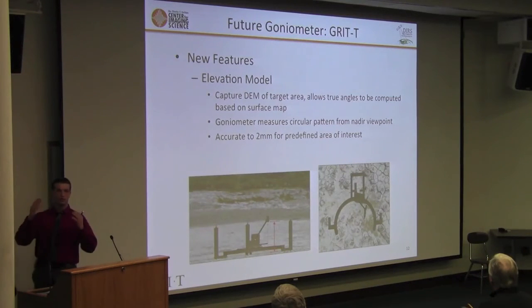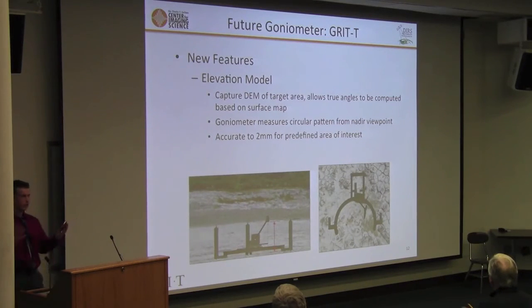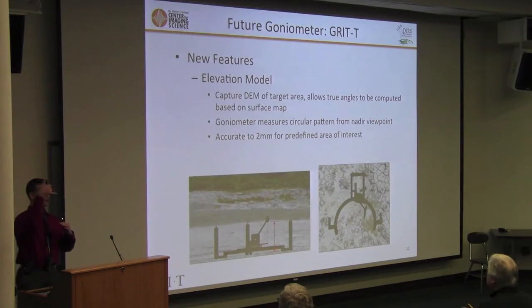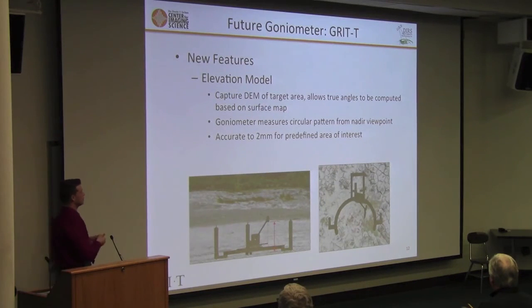If you think about it, when you're putting a goniometer over the top of a target, the goniometer is level. If the target is unlevel, you're actually not looking at that 45-degree look that you thought you were. You're looking maybe closer to 50 or 55. That's something that this digital elevation model will allow us to incorporate back into the data.